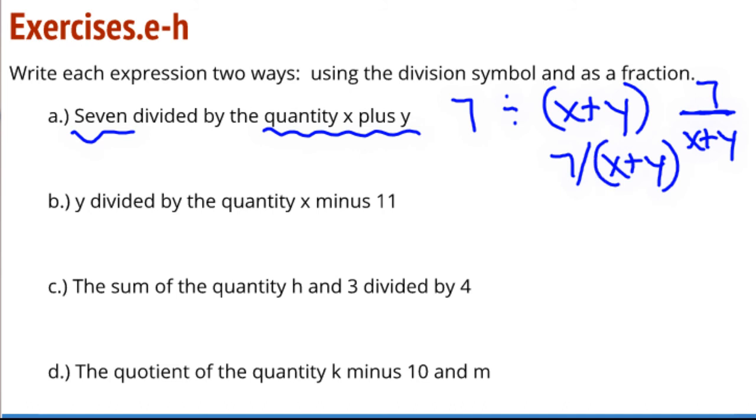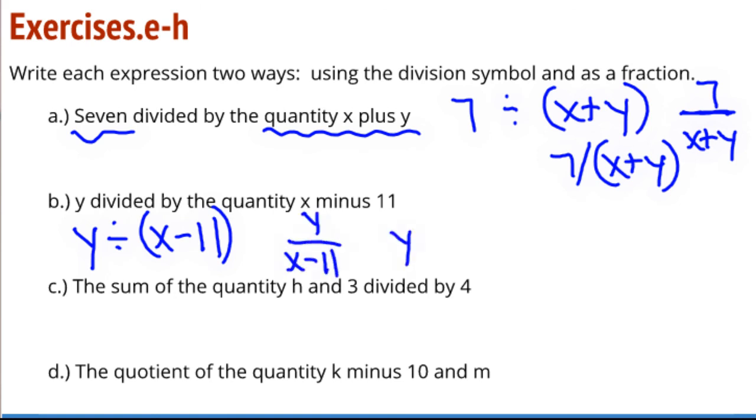y divided by the quantity x minus 11. So y is divided by the quantity of x minus 11. So y is divided by x minus 11.